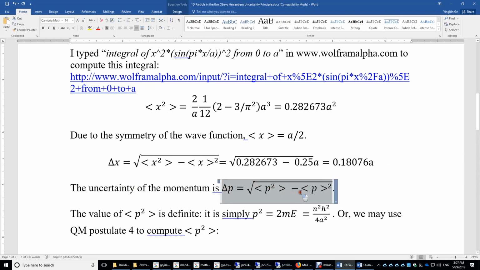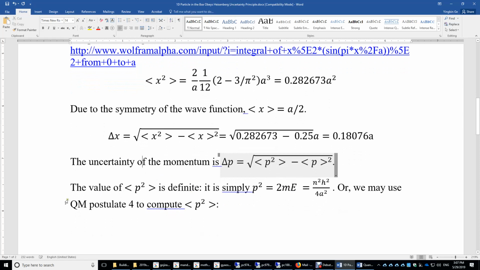We use a similar equation here. And the value of p squared is actually definite, so it's simply p squared. And p squared is equal to 2mE. It's because we have 0 potential energy in the box, so this E is equal to the kinetic energy of the particle. And then we know the expression of the energy of the particle, which is n squared h squared over 8ma squared. So we use that, multiply by 2m, and we get n squared h squared over 4a squared.